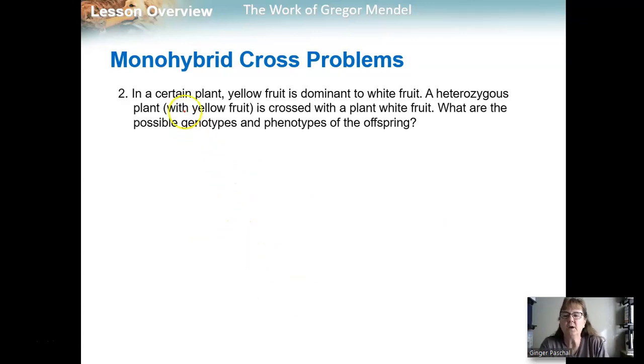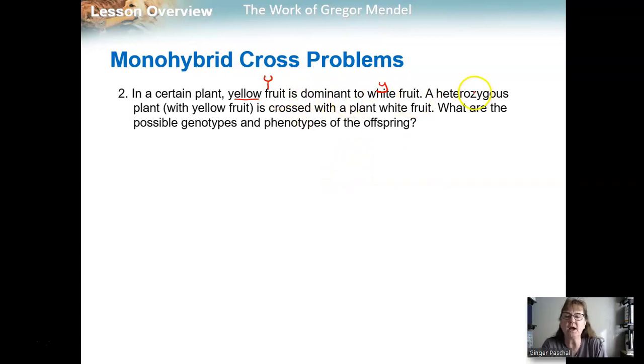So in certain plants, yellow fruit is dominant to white fruit. So we're going to use a capital Y since yellow is dominant, and I'm going to write my lowercase y like this. Now Y's are a little bit of a challenge. You've got to make sure they're distinctly different in the way you write them.